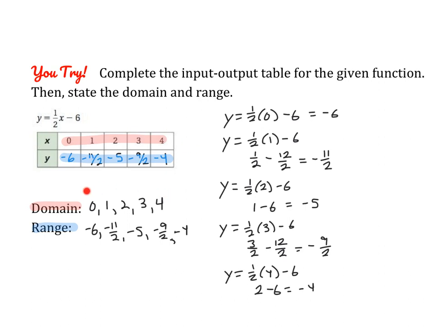So our domain is the list of all of the possible x values, and the range is the list of all of our possible y values.